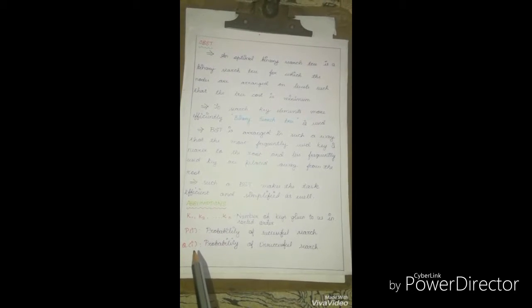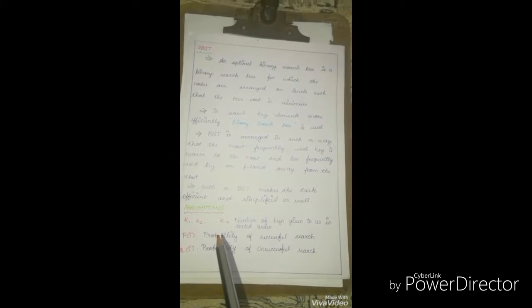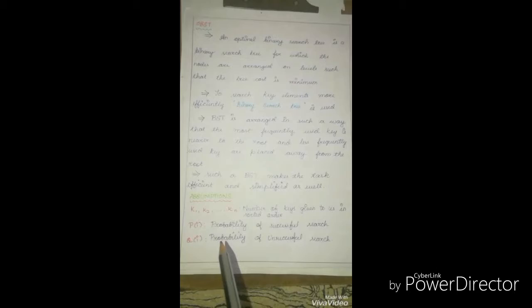Now, in order to proceed with the binary search tree, we have certain assumptions: K equals K1, K2 up to Kn, which are the keys present in sorted order, and P of i and Q of i represent the probability of a successful and an unsuccessful search. We have some notations in order to solve the problem. Tij represents the optimal binary search tree, Cij represents the cost of the tree, and Wij represents the weight of the tree. Rij represents the root of the tree.